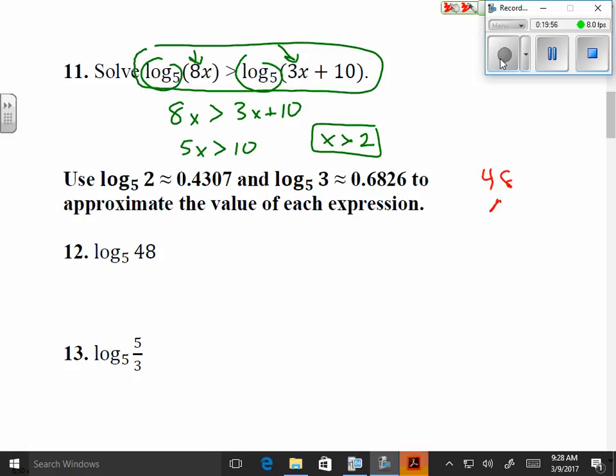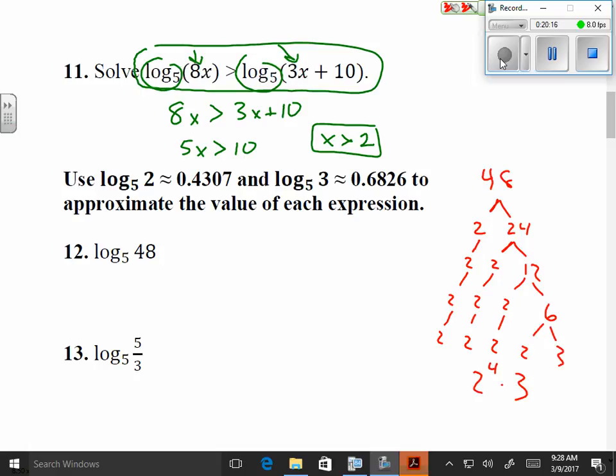48 is 2 and 24, which is 2 and 2 and 12, or 2 and 2 and 2 and 6, and finally 2, 2, 2, 2, and 3. So it's 2 to the 4th times 3. So if I rewrite this as log base 5 of 2 to the 4th times 3. And then I break this up into a double log of addition. Log base 5 of 2 to the 4th plus log base 5 of 3.